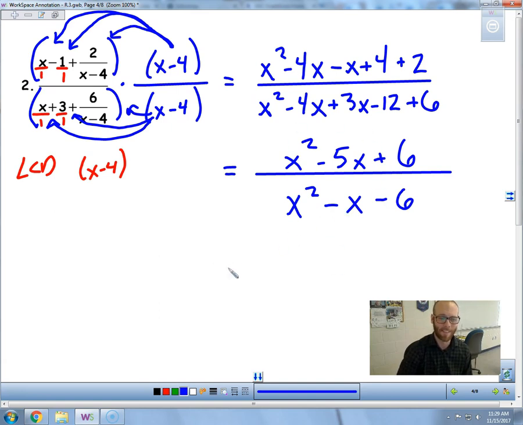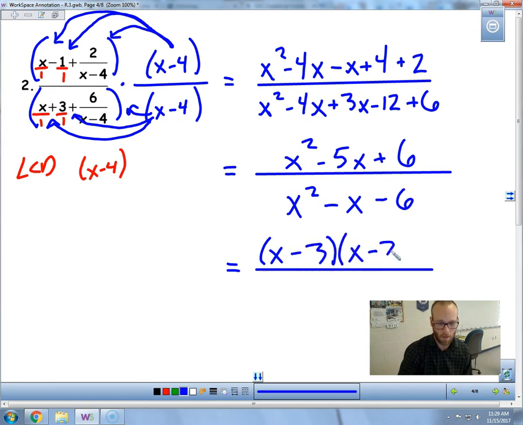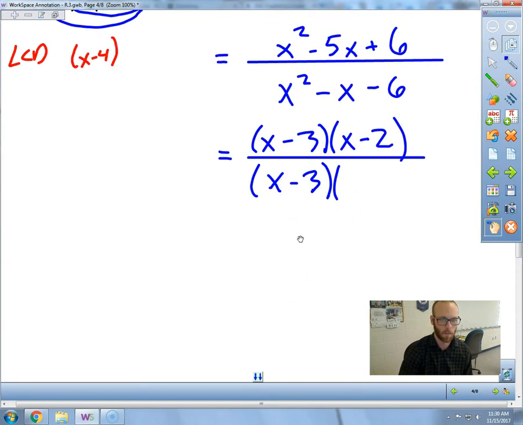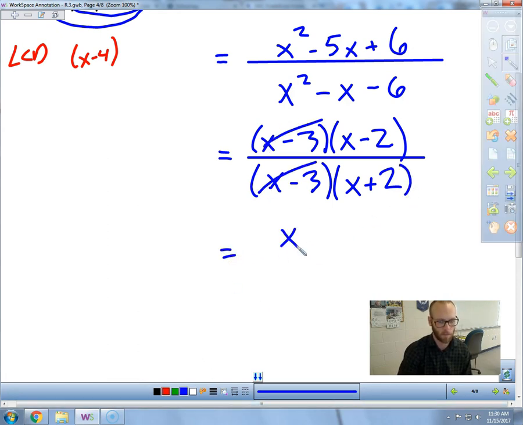Now, looking at these, I think I can probably factor these. I should just double check, see if anything else cancels. That would be an x minus 3, x minus 2. This would be an x minus 3, x plus 2. I see my x minus 3's cancel. This is x minus 2 over x plus 2.